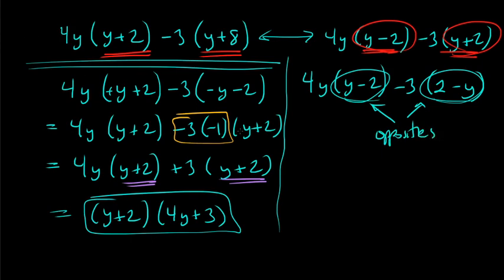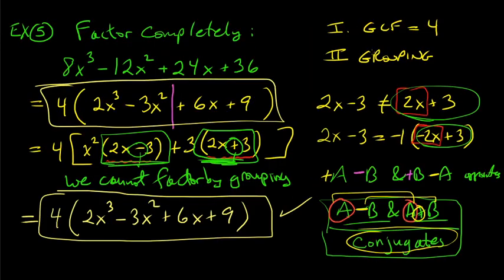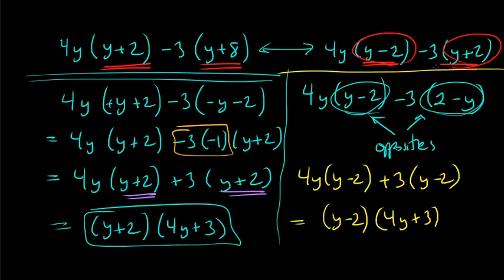So what that means is we can change the sign in the second term here, make it a plus 3, and this would be y minus 2. Then you can factor out the y minus 2 first, times 4y plus 3. There we go.